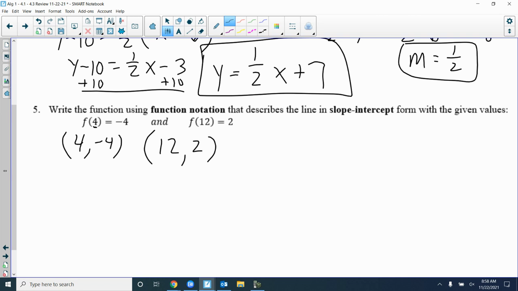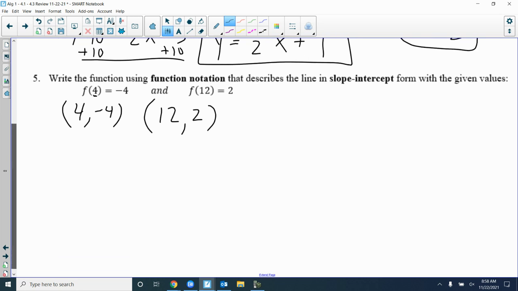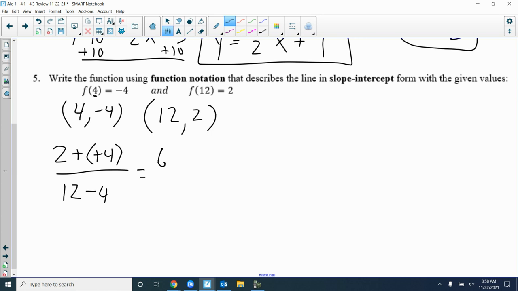How am I going to do it, Alex? You do 2 minus -4, and then 12 minus 4. Okay, what's this turn to up here? A positive. What do you got? 6 over 8. And what's that reduced to? 3/4. Nice job.